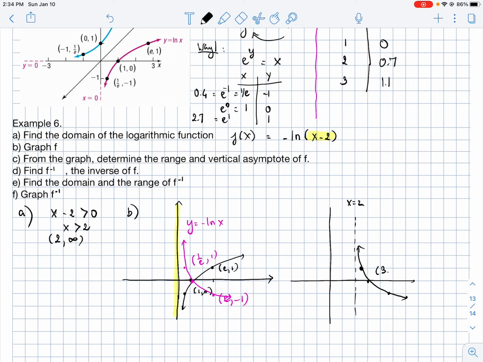To label the new points, this will be 3, 0. The top one we have 1 over e plus 2, 1. And in the bottom we have e plus 2, negative 1.